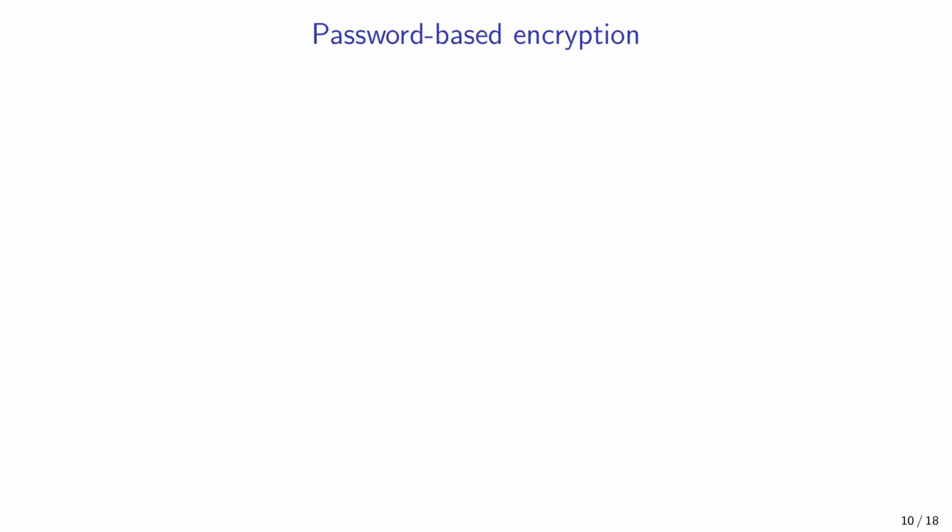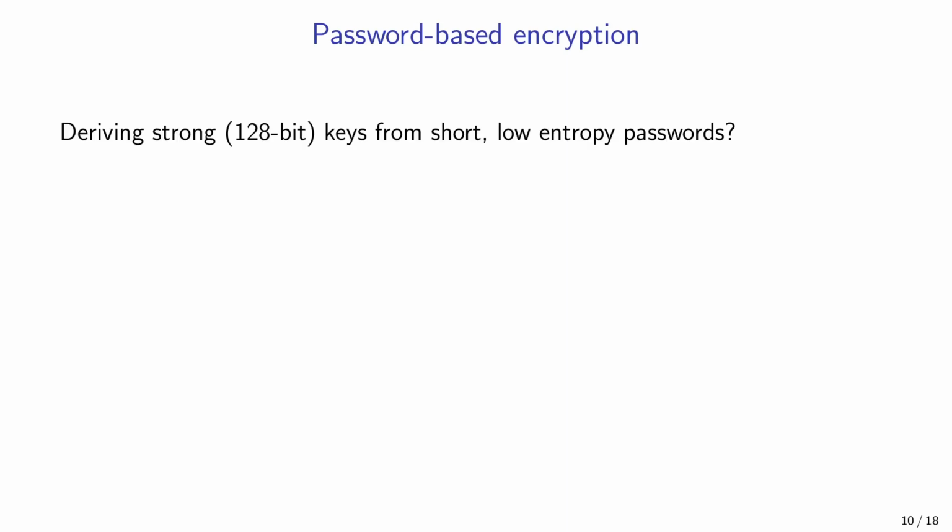Now, whenever we are discussing disk or file encryption, we are usually talking about password-based encryption, right? However, at the end of the day, that password somehow has to be converted to an encryption key of specific size so that it could be passed to the cipher. The core question here is how to derive a strong 128-bit key from short, low entropy passwords.